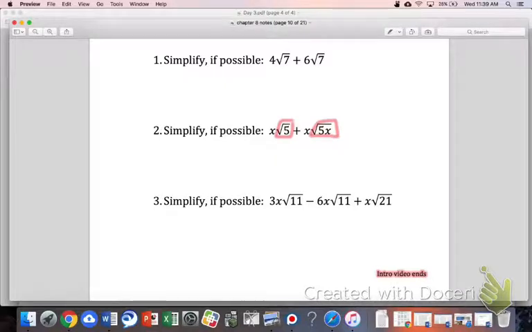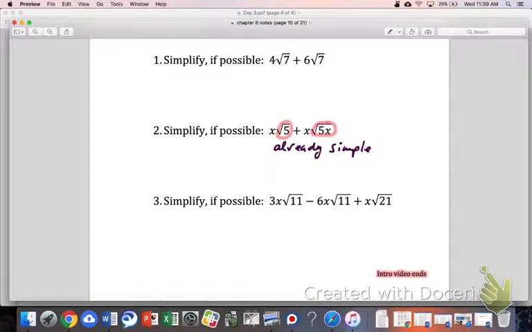If this were on a quiz or a test, we would probably just say, already simplified, something like that, and we'd move on. The reason why we can't add these is because they are not like terms. The reason they are not like terms is because the radicals are not the same. They need to be exactly the same. Okay, and then number 3.